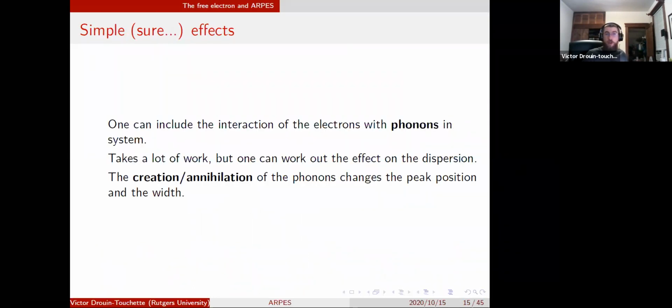Now, it becomes much more interesting if you tackle complex materials, where other effects can come in and mess around with the physics. One thing that you can do, for example, in some materials is include the interaction of electrons with phonons in the system. Phonons are periodic fluctuations of the position of the massive ions. And these can have an effect in modifying the energy of the electrons in your system and also their lifetime. So it creates an effective Fermi liquid that has renormalized dispersion and renormalized lifetimes.